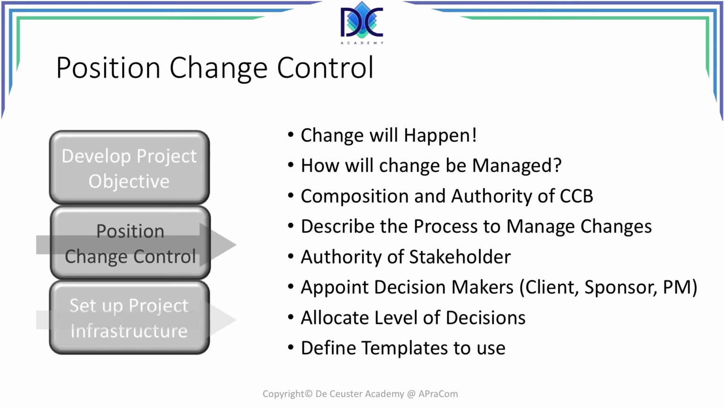What are the possibilities up to how much a project manager, for example, can make the decision on his own without going through the change control board? There may be decision makers that have to be appointed. It can be the client, of course, the sponsor, and the project manager. There may be some levels of decisions, like I said before. For some decisions, the project manager can make the decision. For others, you need more people. All depends on the financial impact and other consequences of the change.